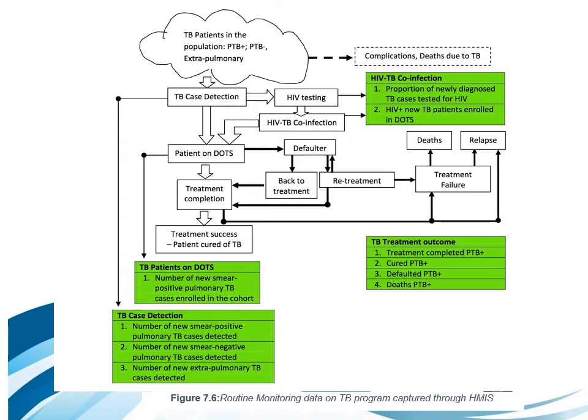And then here are your determinants. So you have your TB patients on DOTS or directly observed treatment centers. You have your TB case detection. You have your TB treatment outcome. So these are metrics, meaning these are figures that you can measure to see if your program is effective or not.